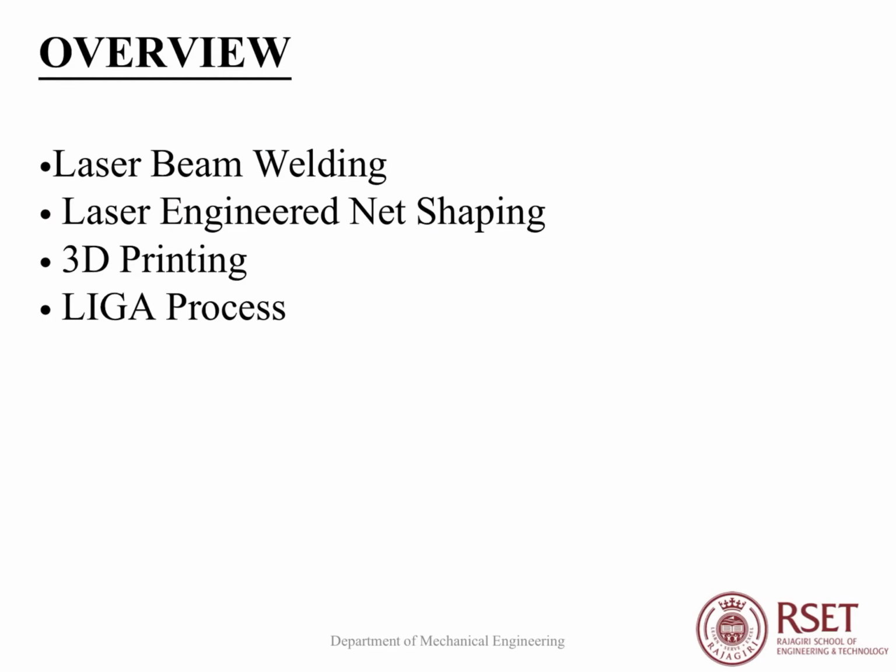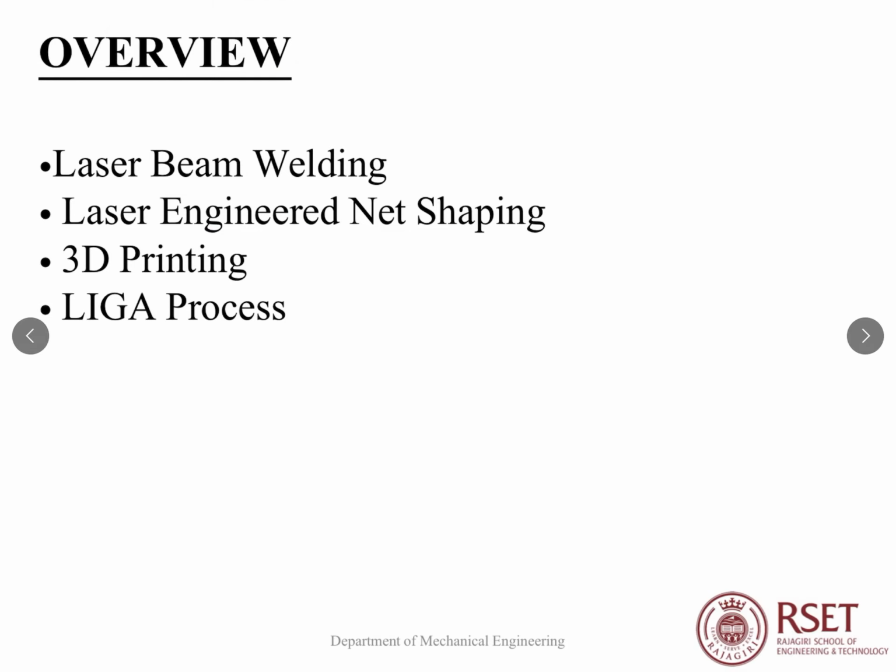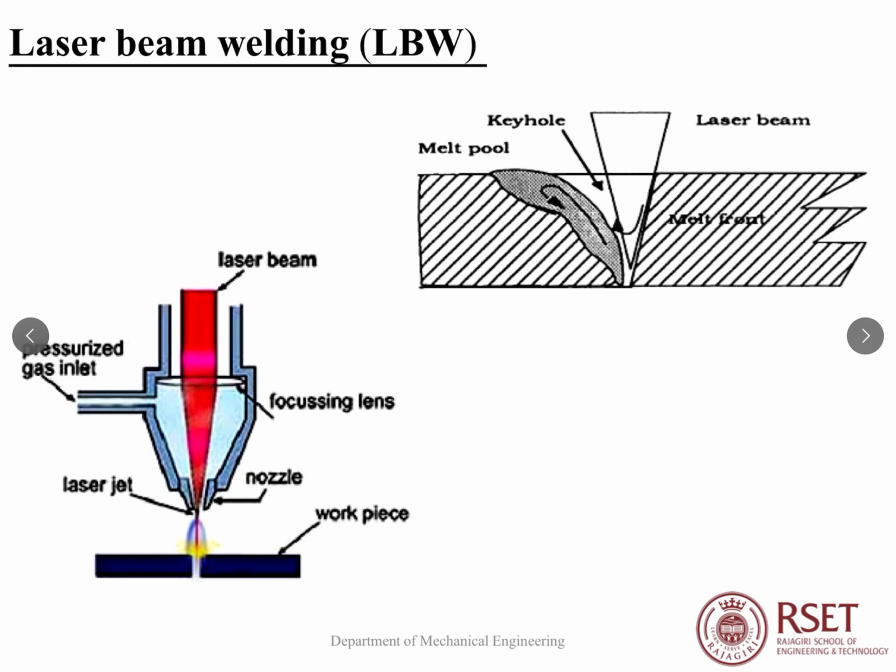So, an overview. In this lecture, we will be discussing laser beam welding, laser engineered net shaping, 3D printing and the LIGA process. So first is laser beam welding. From the name itself, it's clear that it's a welding process, the heat source is a laser beam, and we also supply certain inert gas.